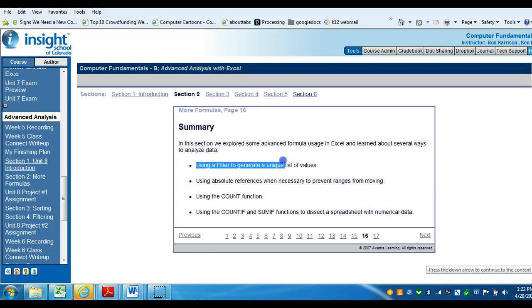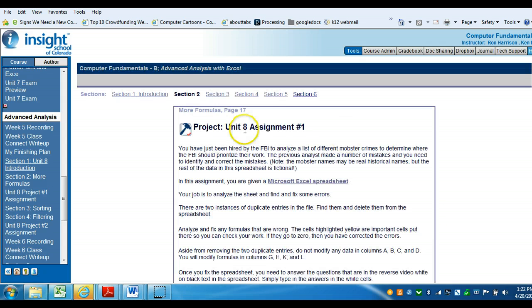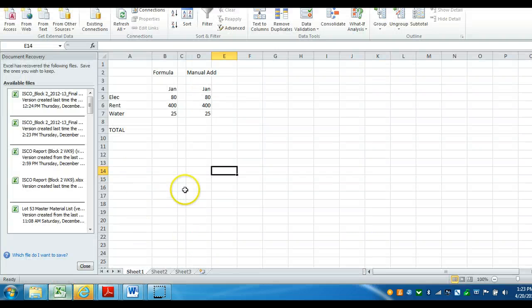So in summary, we looked at filters, absolute reference, count function, COUNTIF, and SUMIF. Now next is the assignment, assignment number 1 for this unit. I'll create a separate recording for that. So now I'm going to take a little bit of time to demonstrate some of those things we just learned in this unit. So here I have a sample spreadsheet.